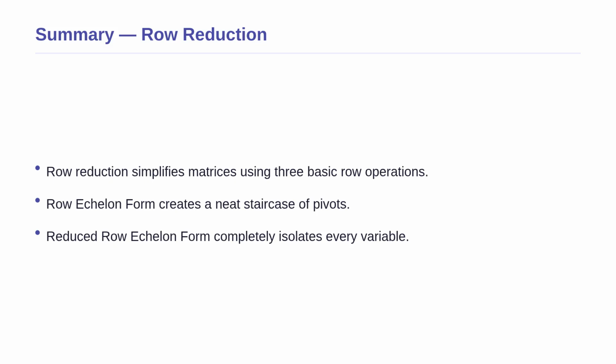We have covered a lot of ground today, so let us review the key takeaways. First, row reduction is a systematic method for simplifying a grid of numbers using 3 basic operations: swapping, multiplying, and adding rows. Second, our initial goal is row echelon form, which creates a neat staircase pattern.